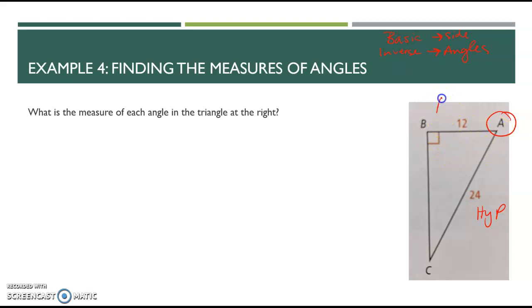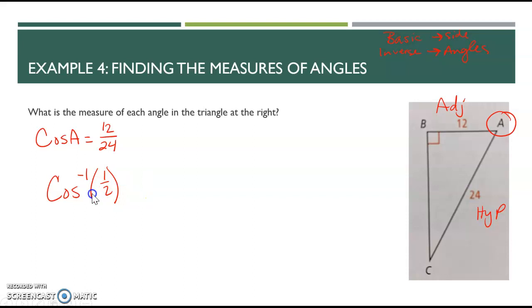12 is right next to angle A, and so that is our adjacent. So because I have adjacent and hypotenuse, I'm going to be working with cosine. So we want to find cosine of angle A, and we know that that is our adjacent over our hypotenuse. To find this angle, I'm going to change it from cosine A equals 12 over 24 to cosine inverse, which is cosine to the -1. And then 12 over 24 is the same as 1/2 or 0.5.